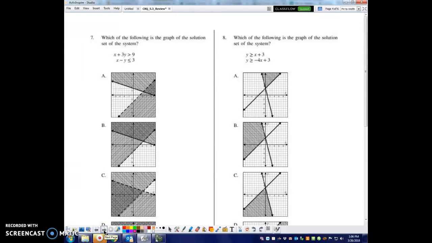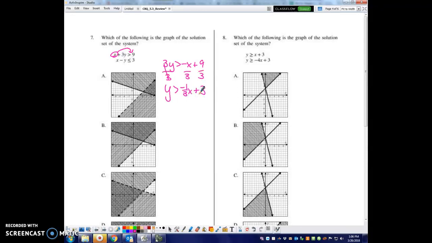Number 7. Which of the following is the graph to the solutions of the system? So again, we're doing the same thing. We need to move that x over. So we have 3y greater than negative x plus 9. Divide by that 3. So we have y is greater than negative 1/3 x plus 3.